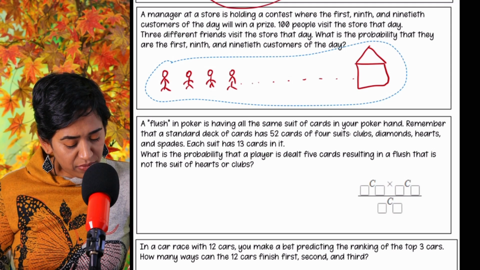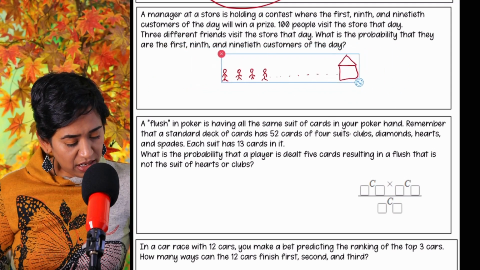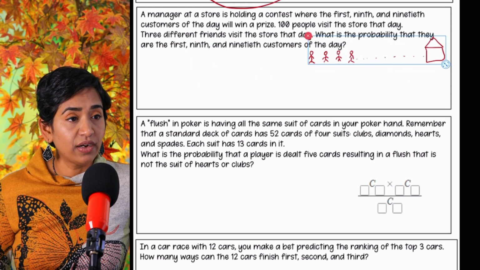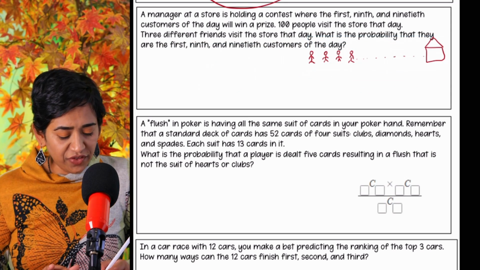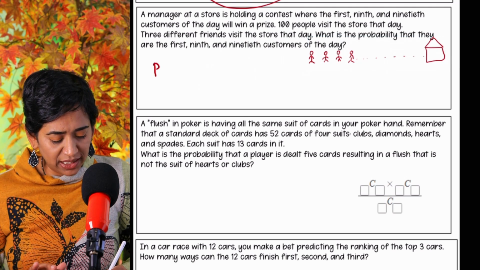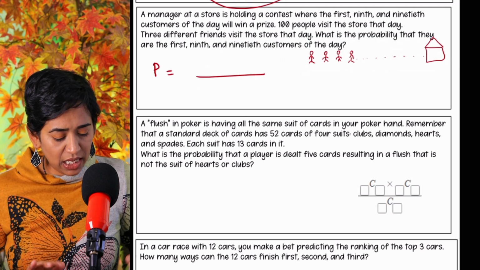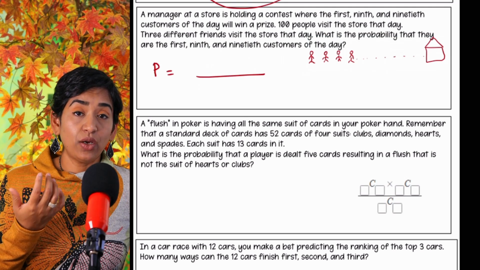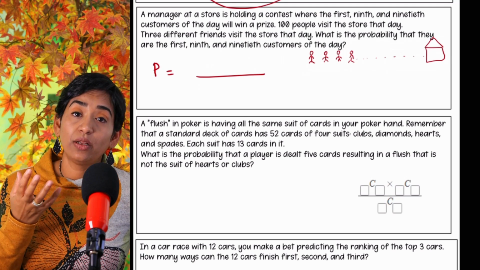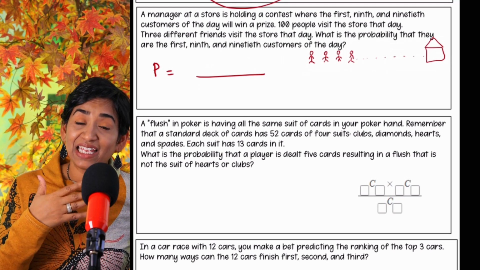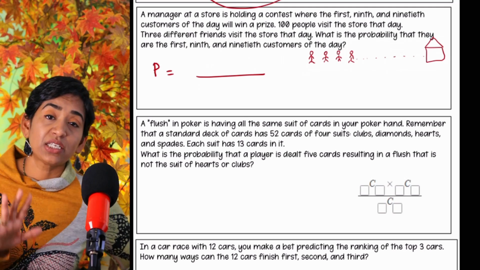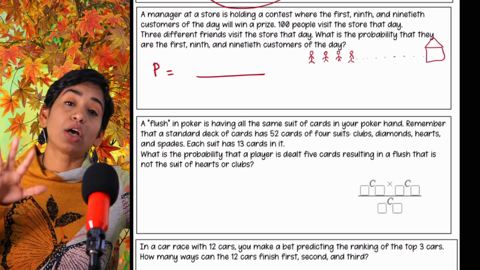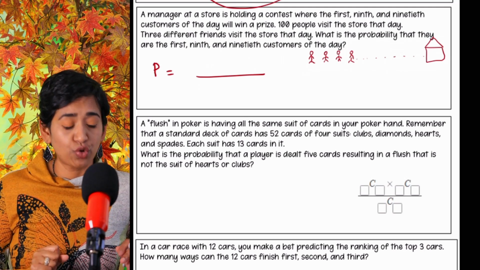Let me minimize it and move it here. Okay, so the first step is to find the probability. They're asking me the probability that the 3 friends will be the first, 9th, and the 19th. I'm going to start with how many ways those 100 people can come into the store.